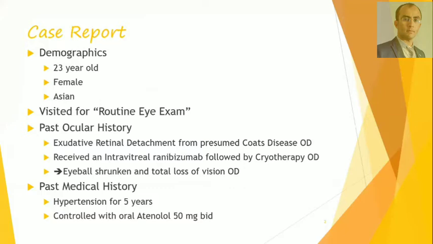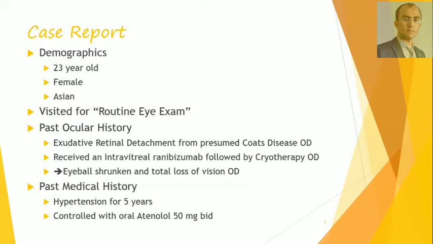She was a 23 years old female presented to my office for a routine eye exam. Her past ocular history was remarkable for an exudative retinal detachment 2 years back, and she was treated with multiple intravitreal anti-VEGF injections followed by cryotherapy. But unfortunately, the globe had shrunken and she lost her vision and perhaps the cosmesis of that eye.